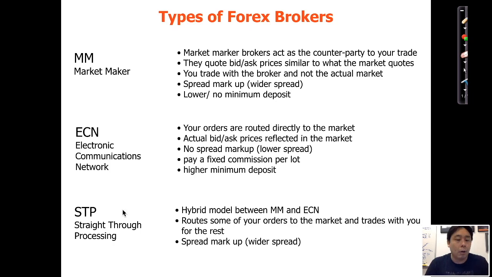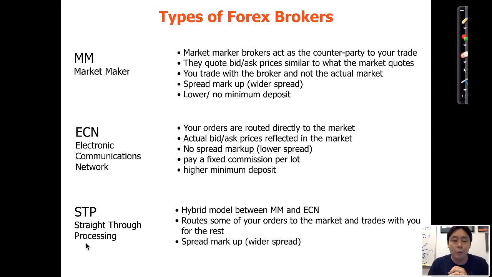Okay. Now, what are STP brokers? STP stands for straight through processing, and STP is kind of like a hybrid between market maker and ECN. It's kind of like combining both of them, right? It's a hybrid model between MM and ECN. So with STP brokers, when you trade, some of your orders they route directly to the market, and some of them, they will trade against you.